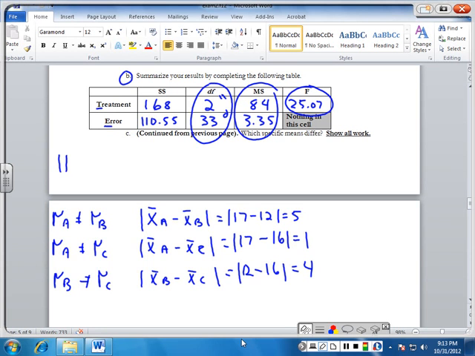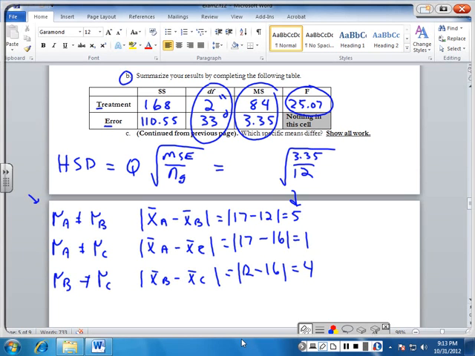If we compute HSD, that's the honestly significant difference. It's the cutoff. Any one of these differences that is greater than that value will indicate a corresponding difference between population means. So that's equal to Q times the square root of MSE over the sample size you used for each group. MSE we already have as 3.35, and there were 12 in each group.